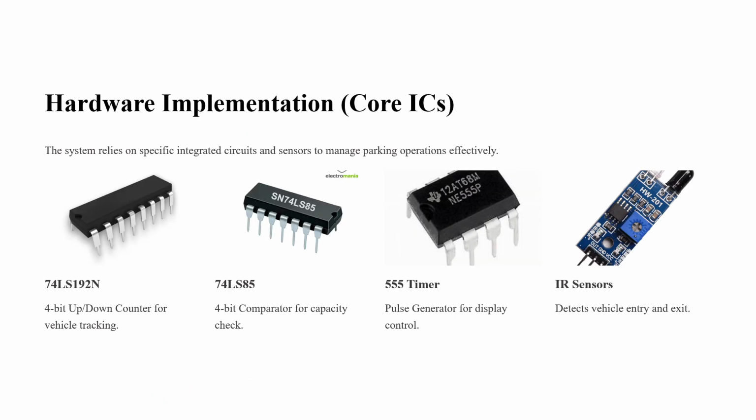For this project, the hardware that was used was 74LS192N, which is a 4-bit up-down counter for counting vehicles, along with 74LS85 comparator for comparing capacity and current cars, 555 timer for generating pulses. IR sensors are used to detect car entry and exits.